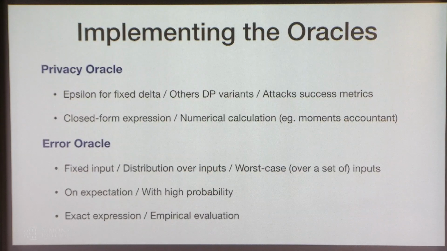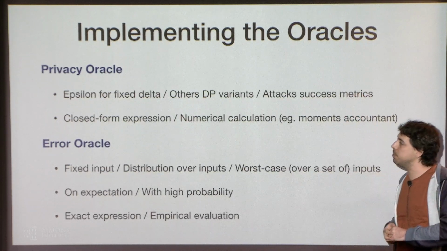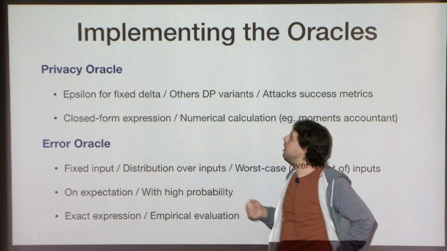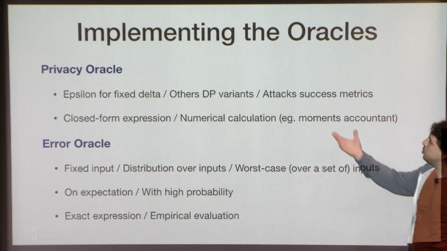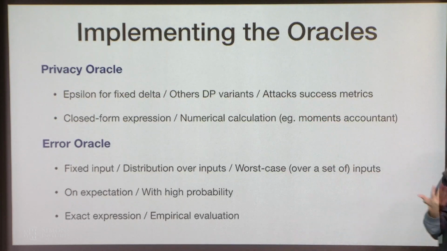So now a remark to address Kobe's question, which was about whether the oracles might leak privacy or the Pareto front might leak privacy. When you're trying to do this in practice, you're going to have to make a lot of implementation decisions. For a privacy oracle, for example, you can try to get epsilon for fixed delta. You could also try to use other variants of differential privacy. You could even consider some other attacks like membership inference attacks or reconstruction attacks and put the success metric as your privacy oracle in there.